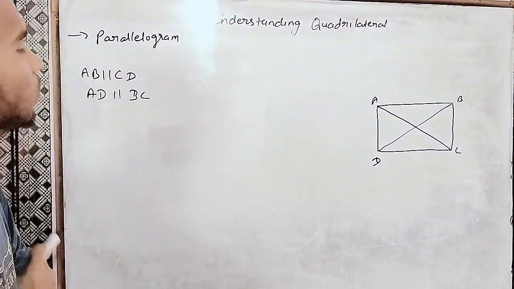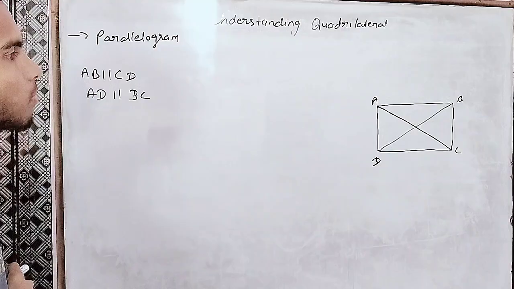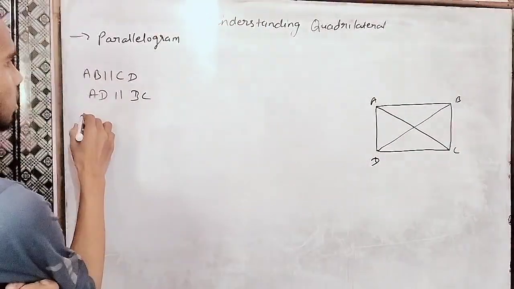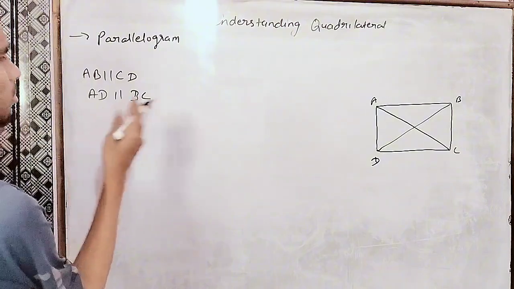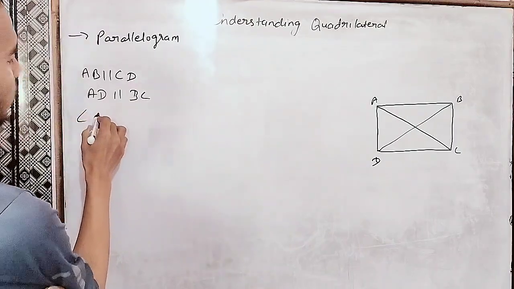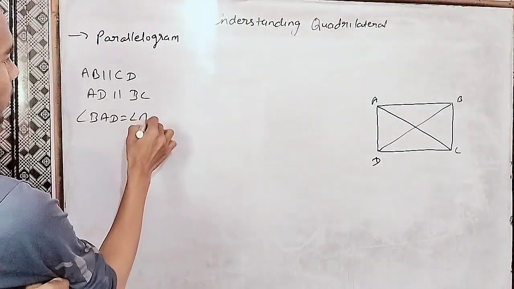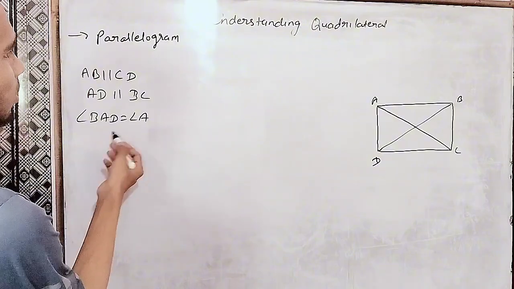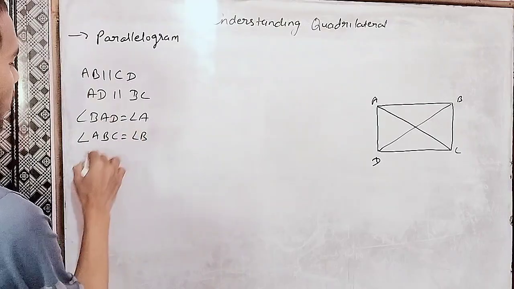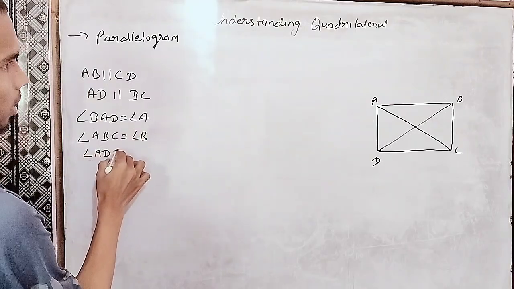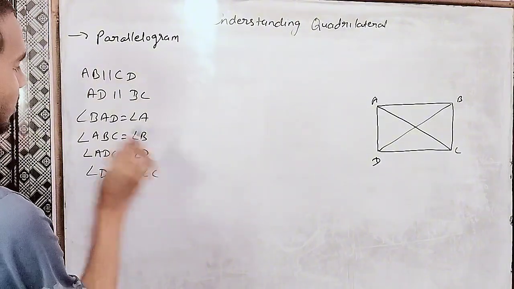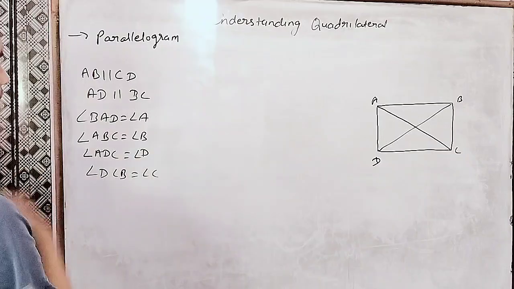Okay. Now what else? We can explain that there is angle BAD, so you can write angle A. The meaning of both is the same. Angle ABC, angle B. Angle ADC, angle D. Angle DCB, angle C. We can express it like that.